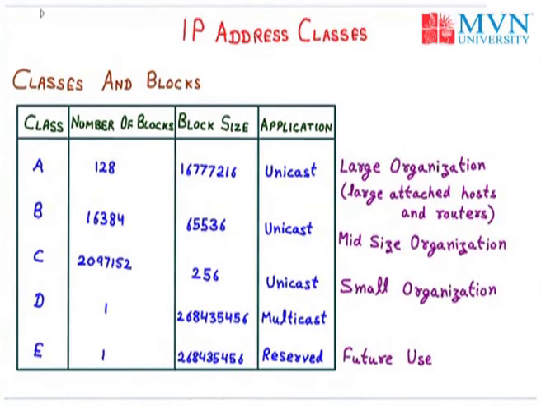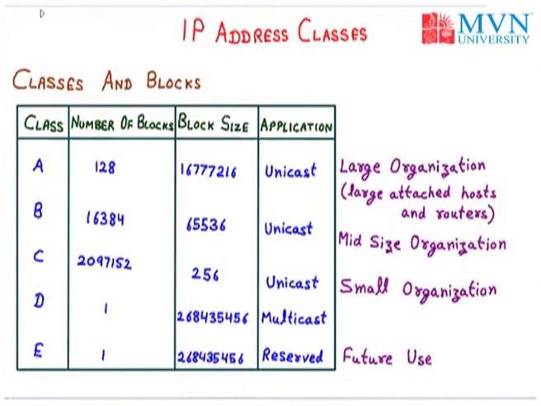So we have discussed the classes and blocks in IP address classes. That means we have classes A, B, C, D and E, in which A, B and C are used for unicast, D for multicast, and E is reserved. So class D and class E we are not going to use in our particular examples.